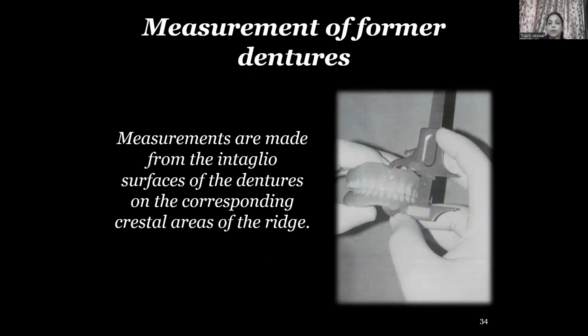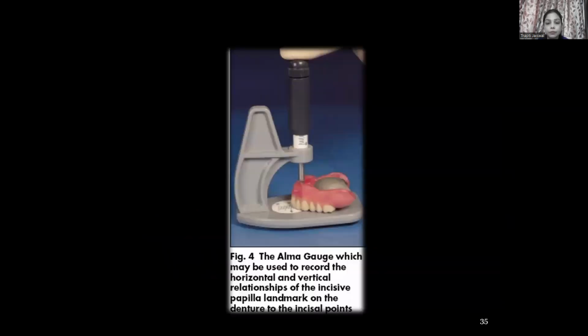The next method is the measurement of the former dentures. Measurements are made from the intaglio surface of the dentures to the corresponding crestal surface of the ridge. If the patient has previous dentures, the recordings are made, and these recordings can help us to determine this. This is an instrument which is used to measure the horizontal or vertical relationship of the incisive papilla landmark on the denture to the incisal points. Alma gauge.